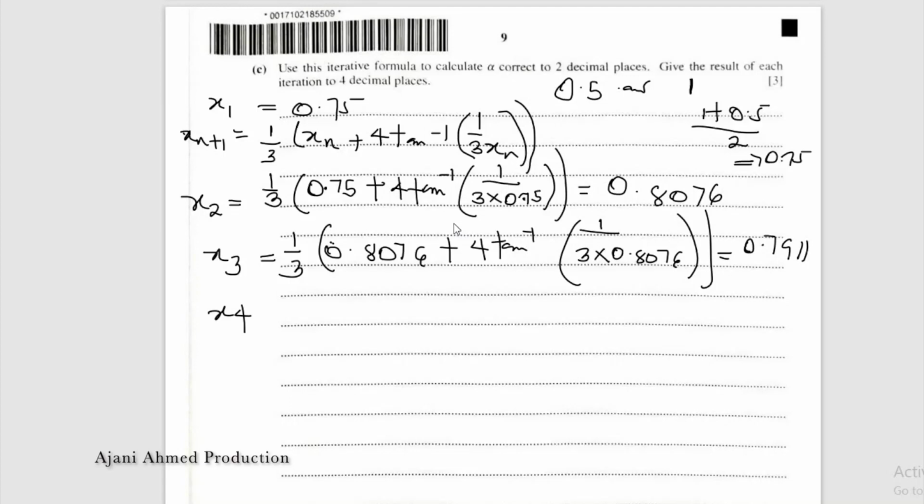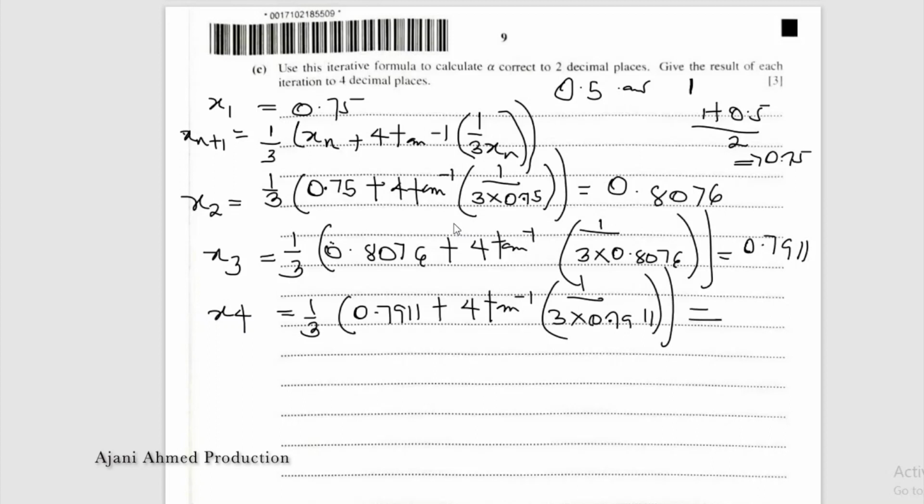x4 will equal 1 over 3. x3 replaces this place: 0.7911 plus 4 arctan 1 over 3 times 0.7911. This one gives us 0.7954. Okay, in 2 decimal places they are still a bit apart. This is 79, this is 80, and you approximate. Let's do one more time again.